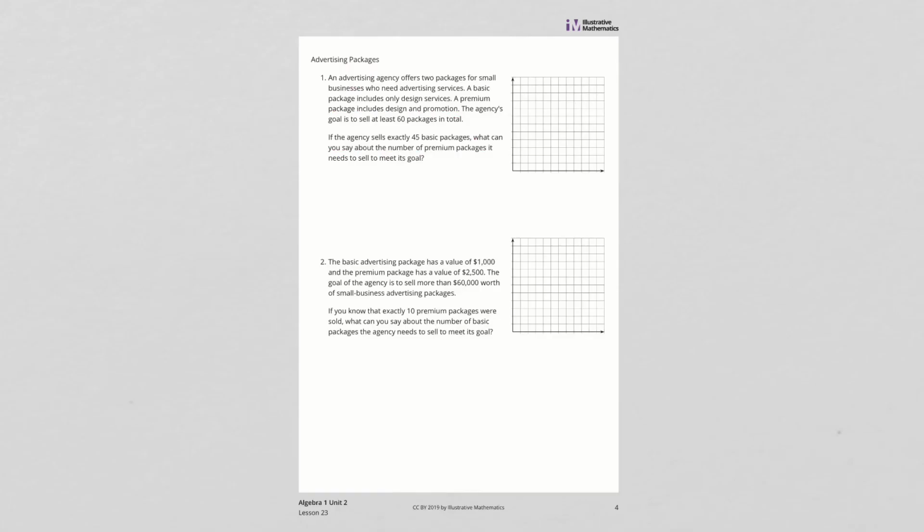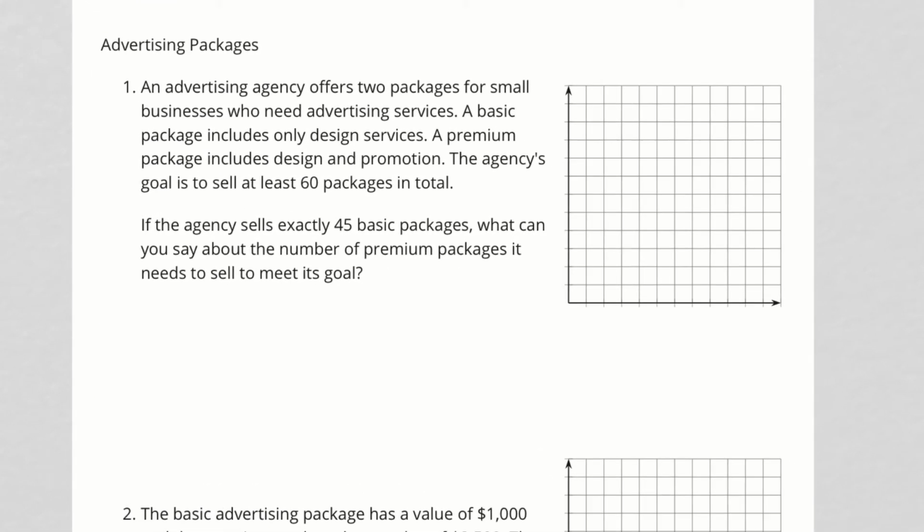So now we have advertising packages. An advertising agency offers 2 packages for small businesses who need advertising services. A basic package includes only design services. A premium package includes design and promotion. The agency's goal is to sell at least 60 packages in total. So from this information, what are my 2 variables? Basic and premium. So, basic package, let's call it B. Premium package, let's call it P.